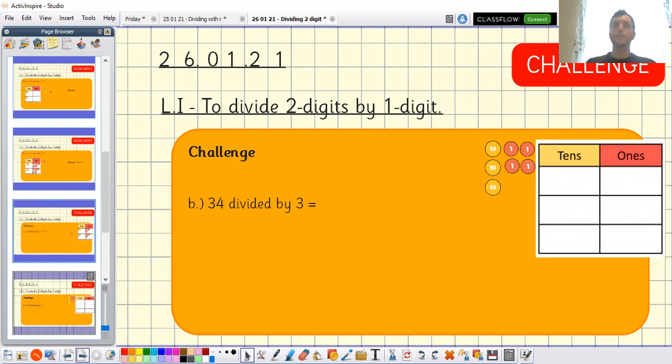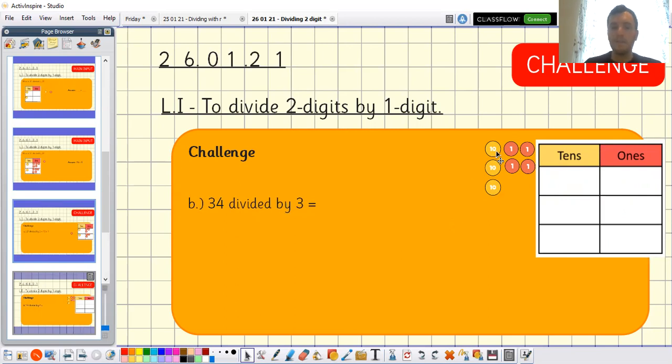Next one, 34 divided by 3. Once again, I want you to have a go at this one. I've shown you what the place value grid can look like, and I've shown you what counters I'm going to use to help me. Maybe you can use those to help you as well. Pause the video, have a go, and we'll go through it in a moment's time.